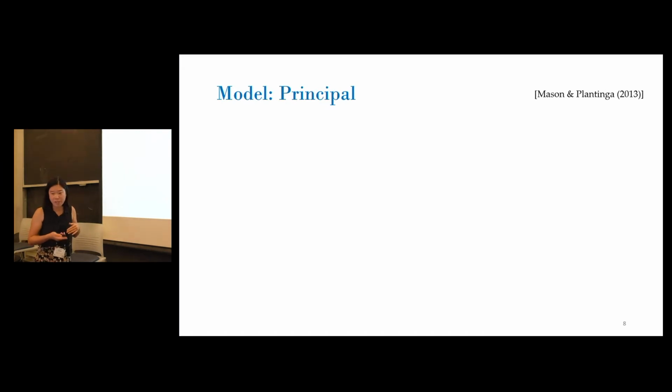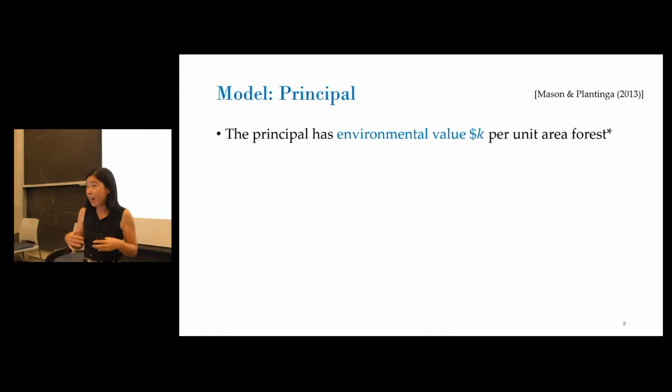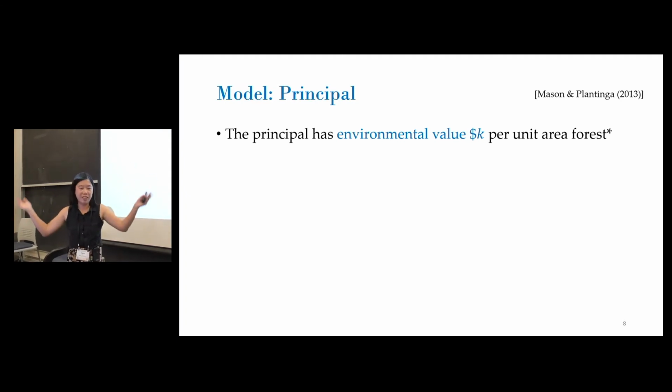Now moving to the principal. The principal has some environmental value, K dollars per unit area forest that is conserved. Now this is actually not without loss in this particular application area, because here we're saying that the principal has this linear value for the amount of forest that's conserved. And so this might be reasonable if you're thinking, for example, of carbon sequestration, right? Like one tree here, one tree there. It doesn't matter if the trees are next to each other.